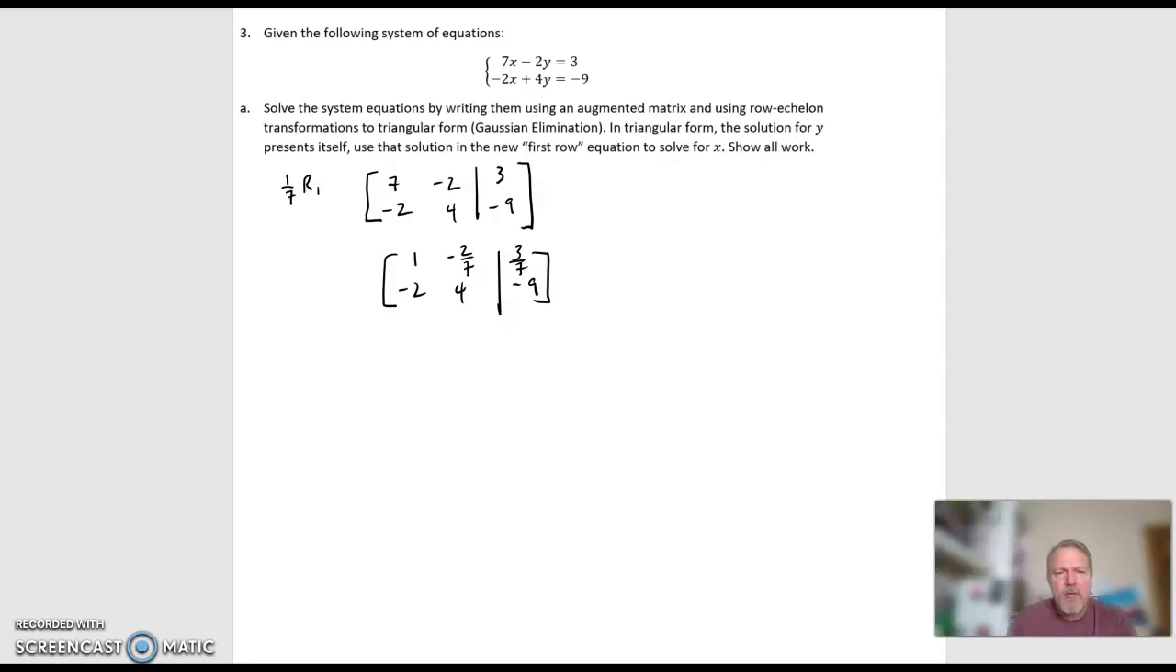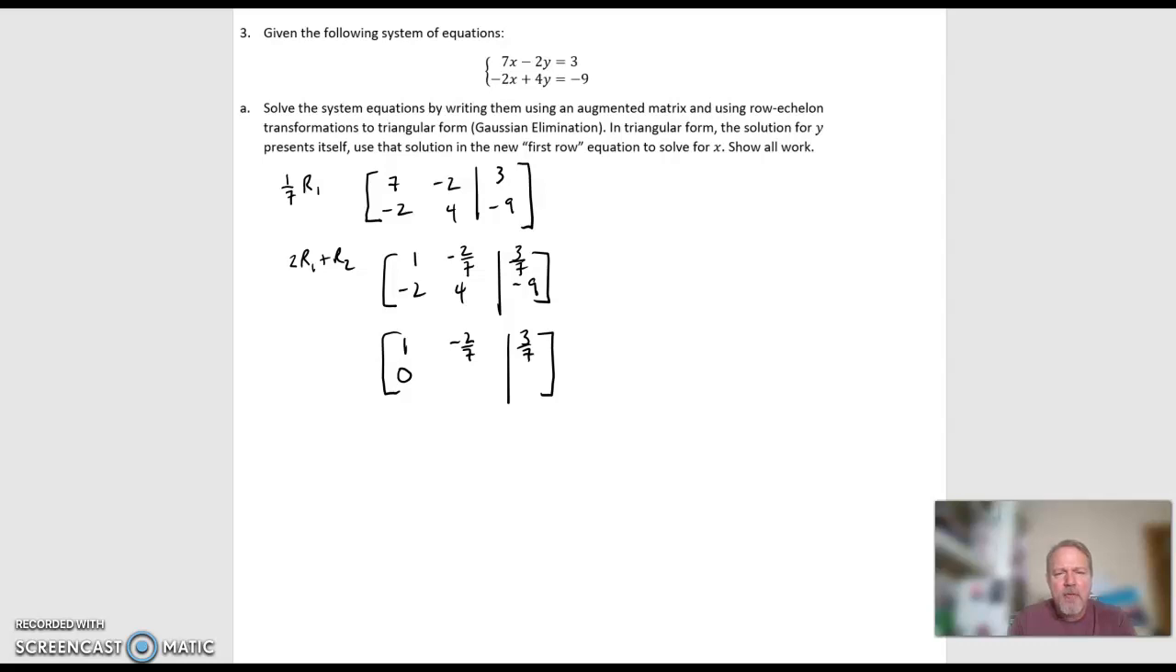Now I usually get this -2 to be a 0. I'm going to use row 1 to do it: 2 times row 1 plus row 2. Only row 2 changes. Only what you're adding to changes. Row 1 stays the same, so row 1 is 1, -2/7 and 3/7 still. And row 2 changes: 2 times this 1 plus the -2. 2 times 1 is 2, plus the -2 is 0. That's the 0 we were looking for.